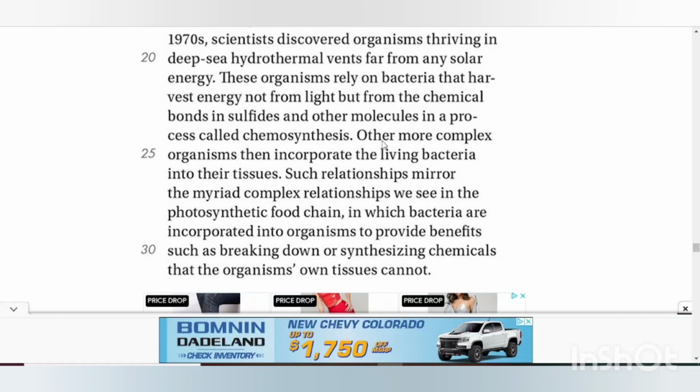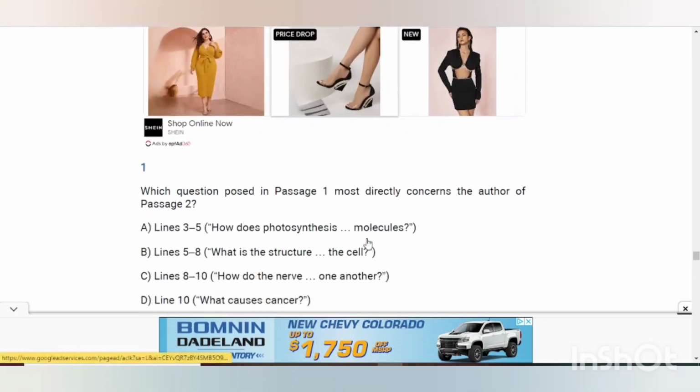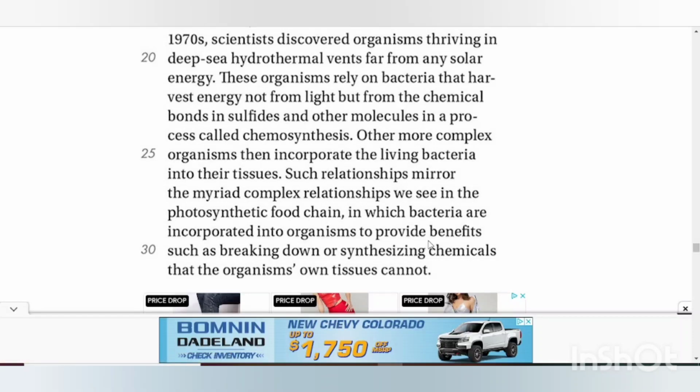chemosynthesis. Other more complex organisms then incorporate living bacteria into their tissues. Such relationships mirror the myriad complex relationships we see in the photosynthetic food chain in which bacteria are incorporated into organisms to provide benefits such as breaking down or synthesizing chemicals that the organism's own tissue cannot.